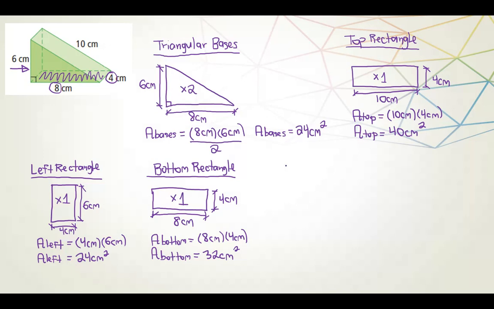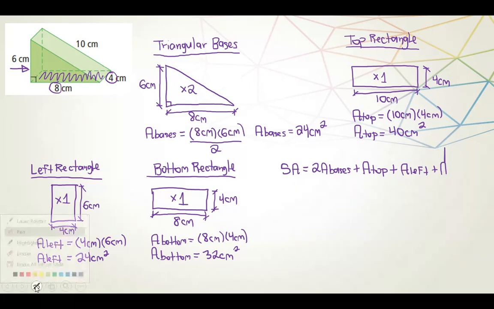All right, so now the total surface area is going to be 2 times the area of a base, because you have 2 of these triangular bases. So I'll write down 2 A bases, plus the area of the top rectangle, and it only occurs one time. So let's write down plus A top, plus the area of the left rectangle, so A left, plus the area of the bottom rectangle, which is A bottom.